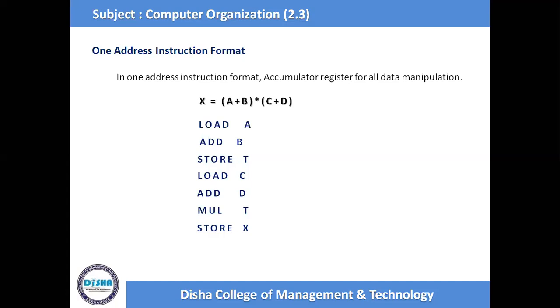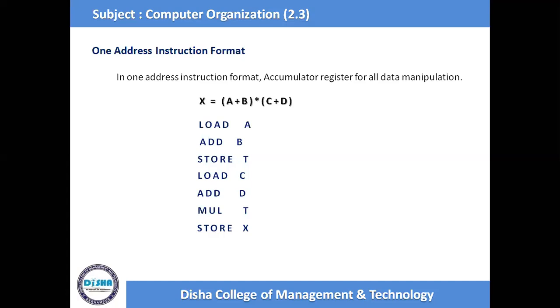So if we compare the one address instruction format with the two address and three address instruction formats, then the program size varies. In the three address instruction format the program size is very short, and in the two address instruction format the program size is a little bit short. In the one address instruction format the program size is lengthy.